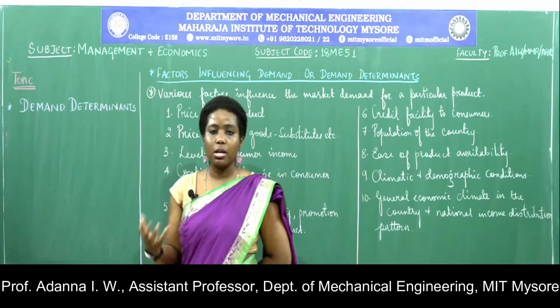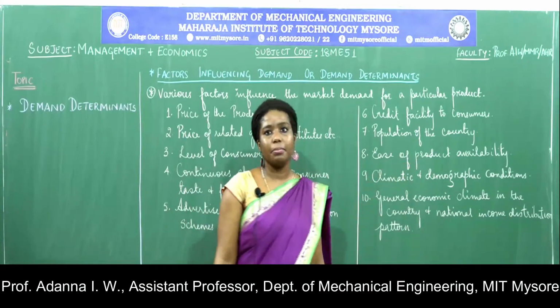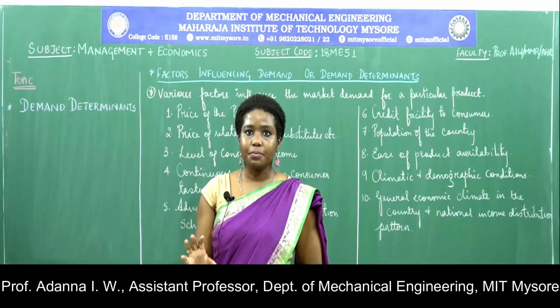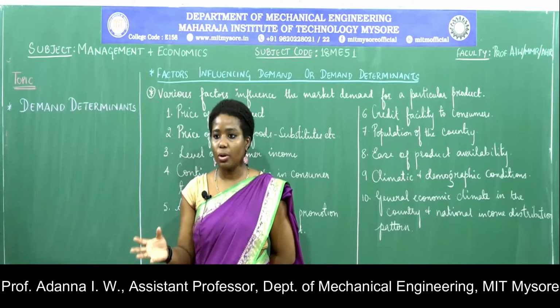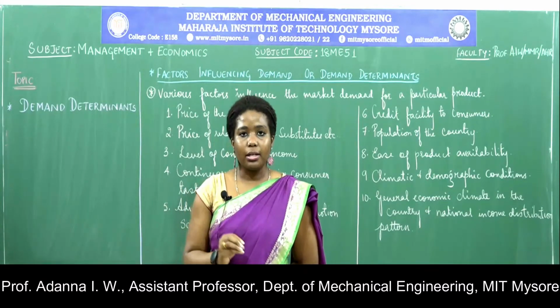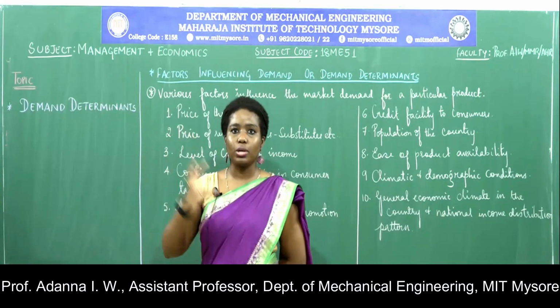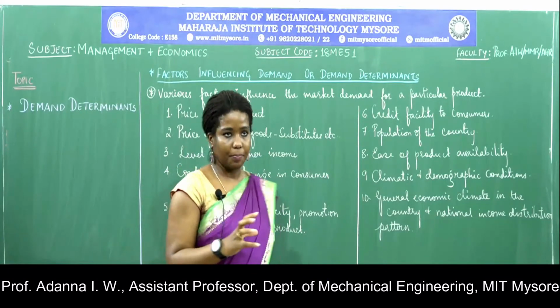Where is the warehouse? So all these things matter, and based on that, the ease of product availability determines the demand. If a product is easily available, the demand for the product might not be so high. But if a product is difficult, if a product needs to be imported, it has to go through customs, then probably the demand for the product will be very high.